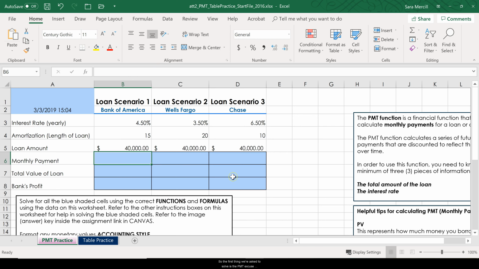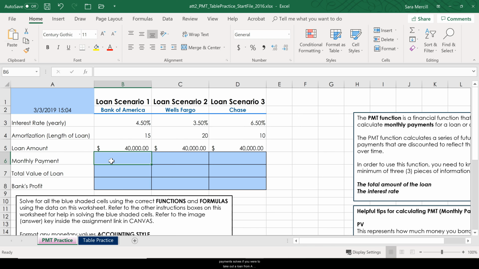The first thing we're asked to solve is the PMT, the monthly payment, and we're going to use the PMT function for that. The whole power of Excel is that you can create or write these formulas and functions one time and then use the fill handle to copy them across or down your worksheet. And that will only work if you use cell referencing.